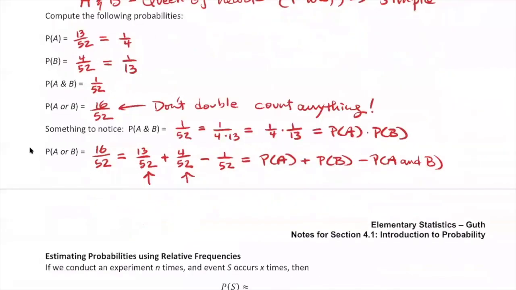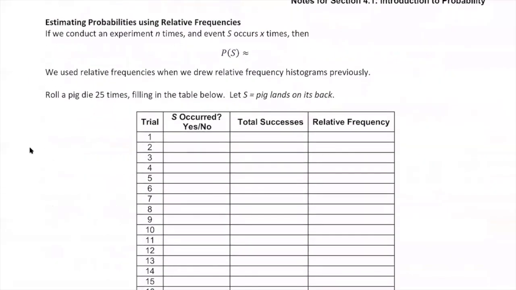A simpler example is I say flip a coin. What's the probability that it lands heads? Well, I would like to say there's one way to get heads out of two outcomes, but I don't know that heads and tails are equally likely. So I can't say the probability is 50% exactly unless I'm certain the outcomes are equally likely.